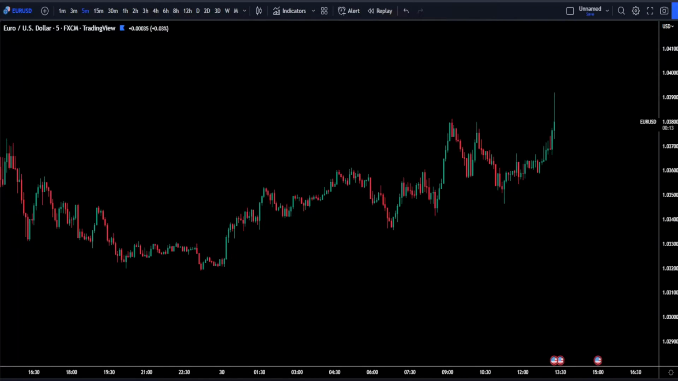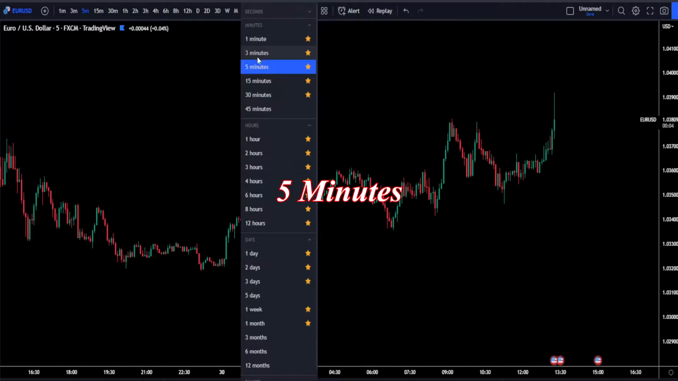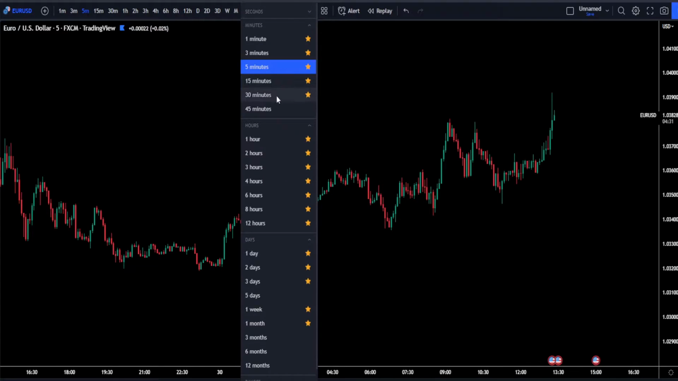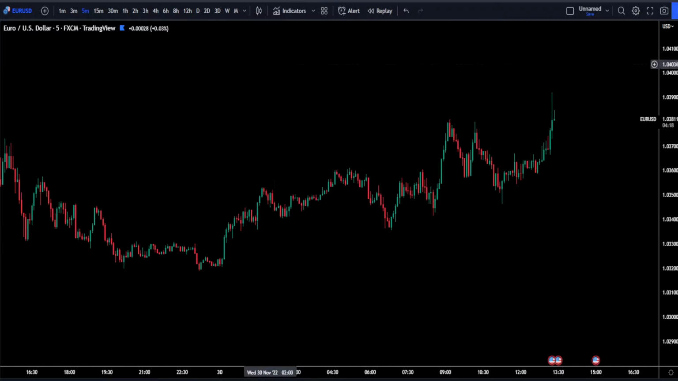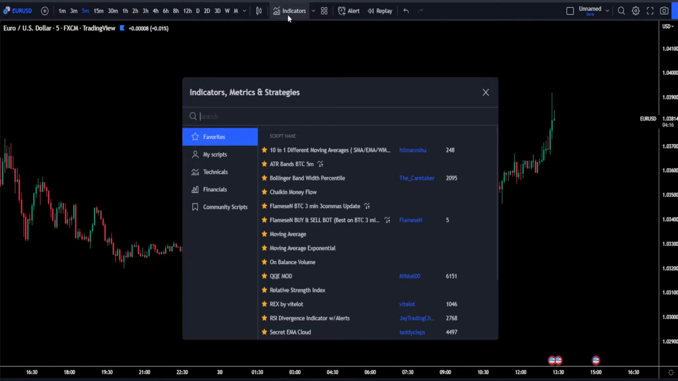So first of all, you're going to need to open TradingView.com, open up Euro versus the US dollar and set the time frame to 5 minutes. This strategy can be used on all time frames, even including our daily chart. The next step will be to come up here and click on your indicators tab. And now we're going to need to add 3 free TradingView indicators to our chart.